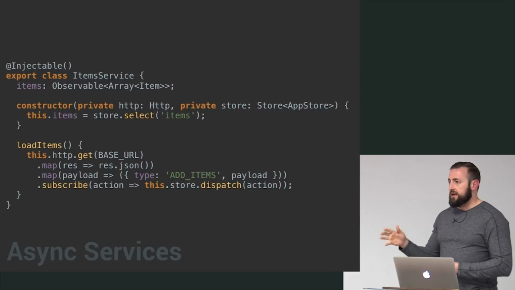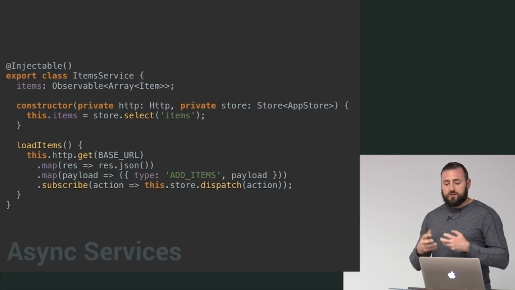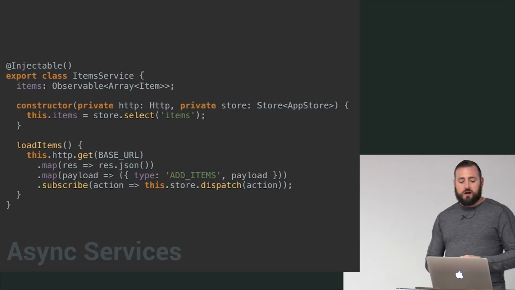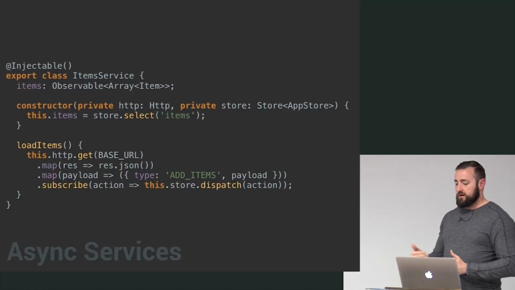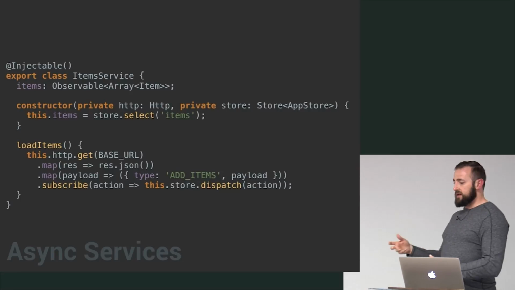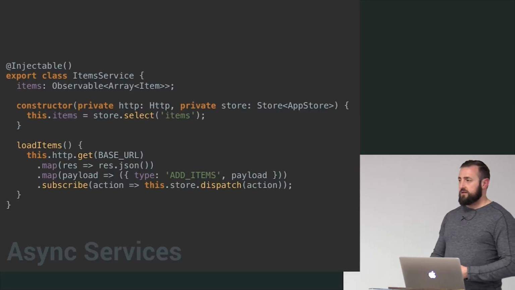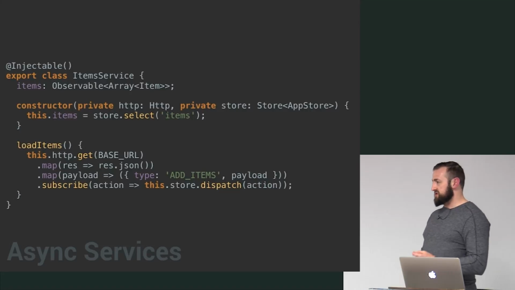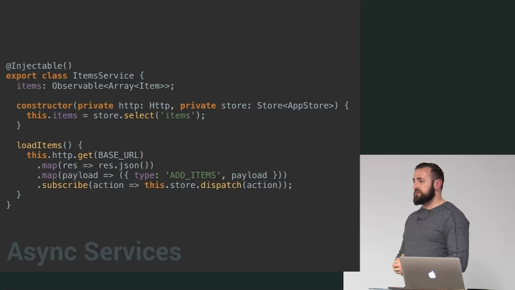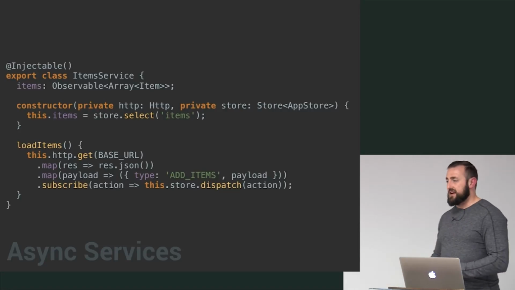We are doing a GET request, and from there, when that succeeds, we're mapping that response, and then on the second map, we are creating an action item with type and payload. And from here, then we are terminating this observable sequence with subscribe. And we're using this.store.dispatch, and we're kicking that action up.